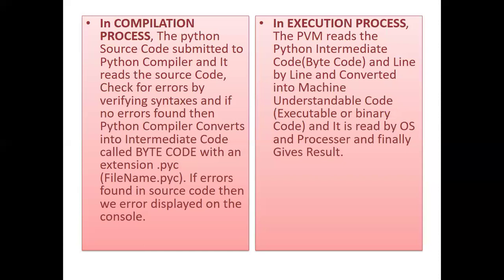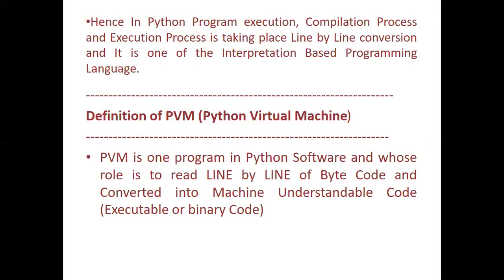After that, in the execution process, the PVM reads the Python intermediate code line by line and converts it into machine understandable language, that is, binary code, which is read by the OS and processor, and finally it gives the result. So, what is PVM? It is a Python virtual machine. It is a program in Python software whose role is to read the bytecode line by line and convert it into machine understandable code.